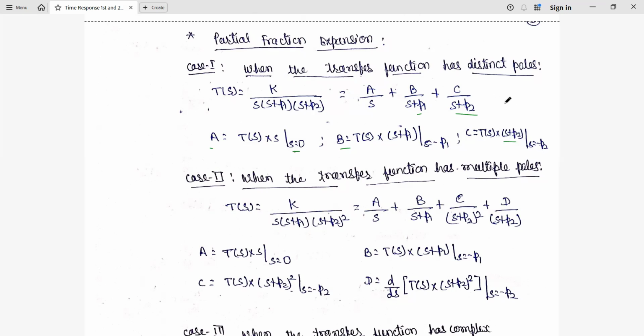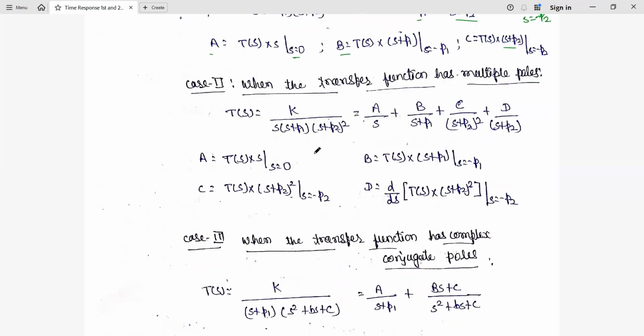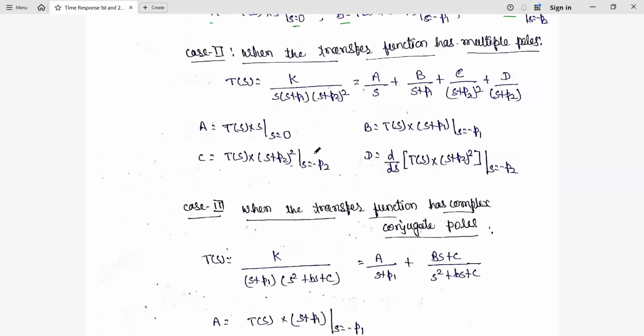So what do we get here? s plus p2 equal to 0, so s equal to minus p2. Similarly for B also, whatever is in the denominator, the transfer function is multiplied by that and we equate it to 0 and substitute that value. Similarly here also, in the second condition, when the transfer function has multiple poles.